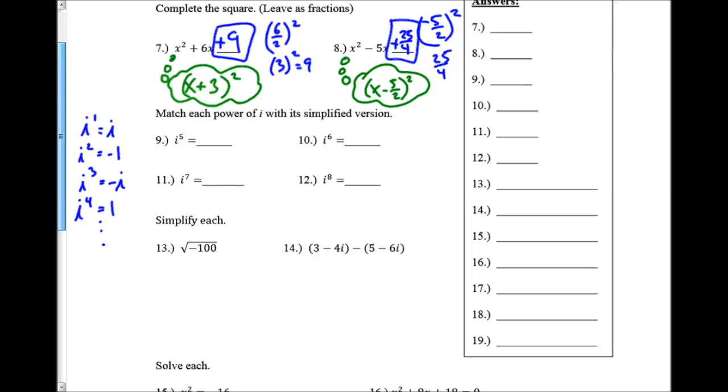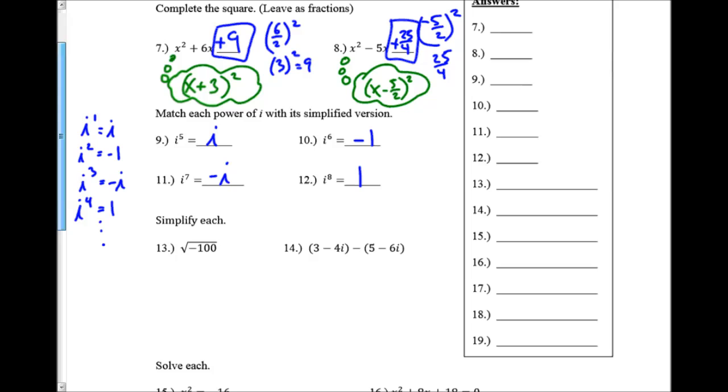So if I just keep counting in this pattern, i to the first is i, i to the second is negative 1, i to the third is negative i, i to the fourth is 1, i to the fifth we'd be back to i, the i to the sixth would be negative 1, i to the seventh would be negative i, and i to the eighth would be 1. So remember, that pattern just keeps repeating: i, negative 1, negative i, 1.